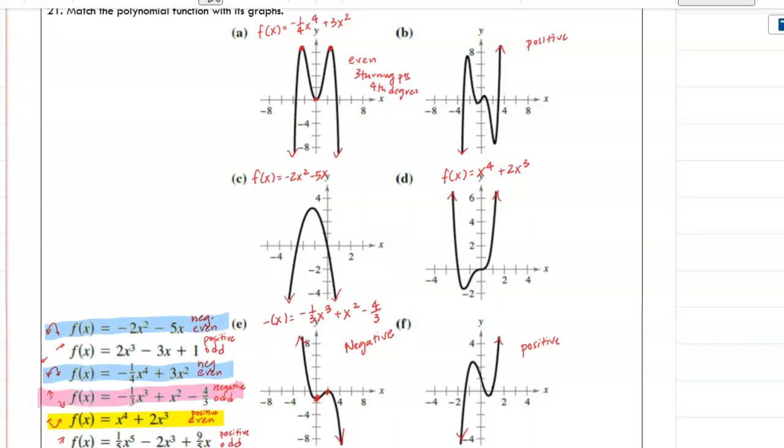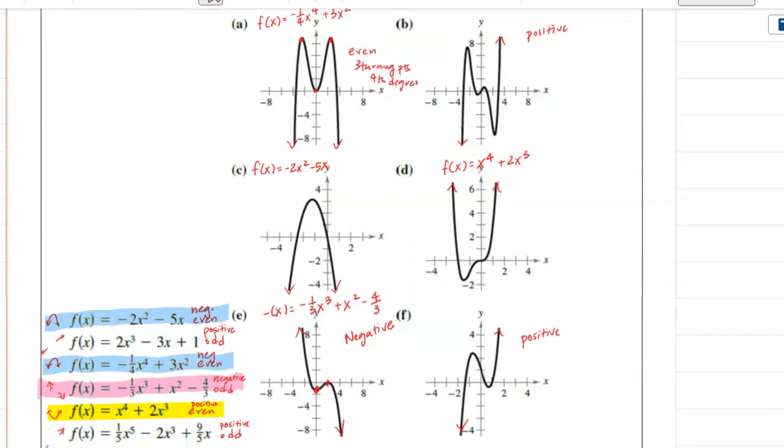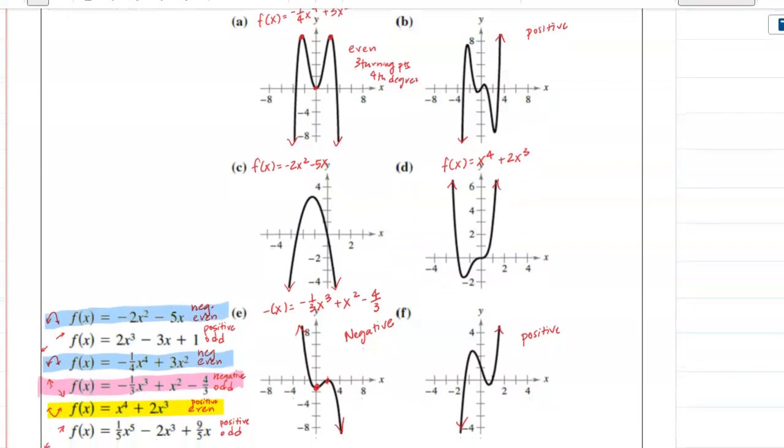Now that leaves me with B and F for my last choice. Both of them were positive and odd. Okay, we have to look at the turning points. This one has 1, 2, 3, 4 turning points, guys. So that has 4 turning points, which probably tells me it's a 5th degree.